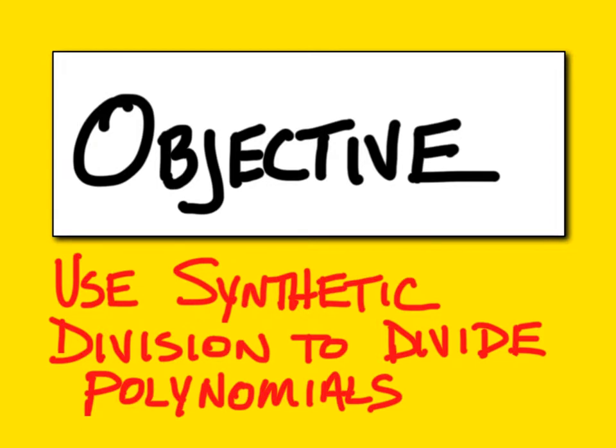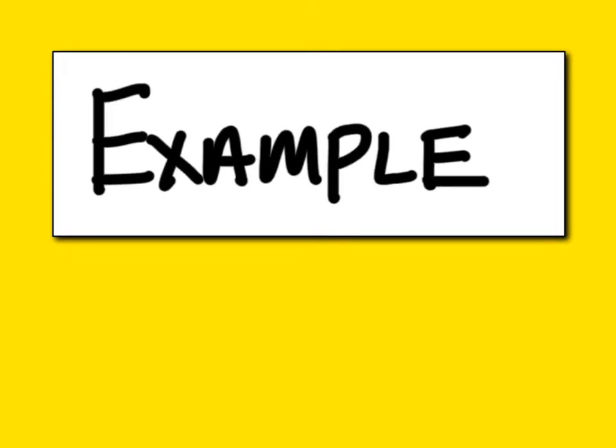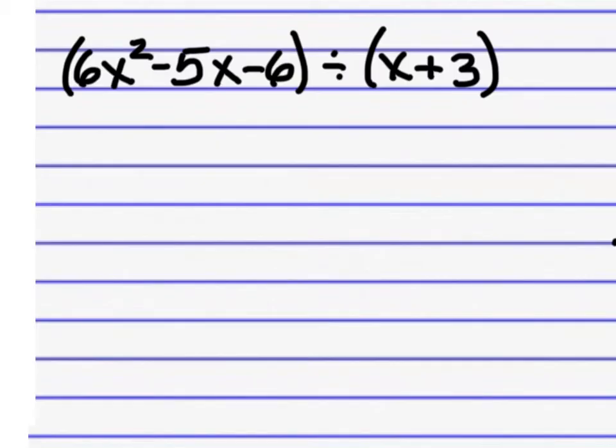Use synthetic division to divide polynomials. So here's an example. The quantity of 6x squared minus 5x minus 6 divided by the quantity of x plus 3. Instead of dividing this out in long form, what we're going to do is use synthetic division.